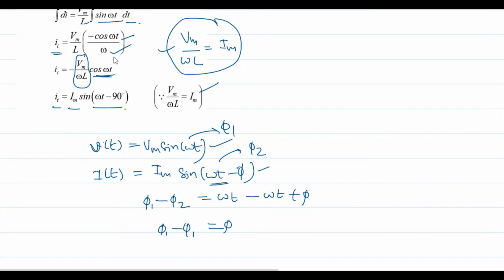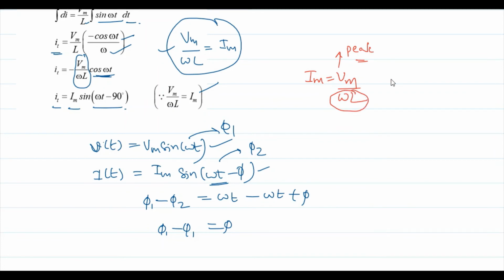Here is another important concept we can observe. Here we have written Im is equal to Vm divided by omega L, right? Here Vm is a peak value, we already know about it. So what about this omega L? What exactly does it tell us?